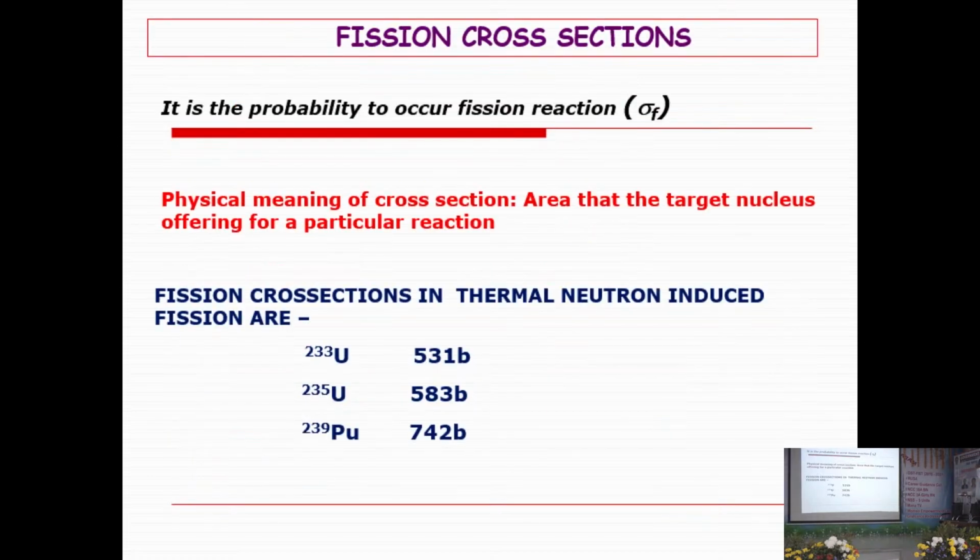The fission cross section is the probability of the fission reaction occurring, and the probability of a reaction is expressed as a cross section. The physical meaning of cross section is the area that the target nucleus offers for a particular reaction. Some examples I have given: if you use thermal neutrons, uranium-233 has 531 barns. The barn is nothing but 10 power minus 24 centimeter square area. Finally the unit should be centimeter square. Uranium-235 is 583 barns, and plutonium-239 about 742 barns.